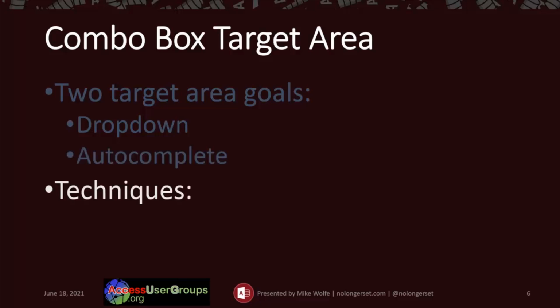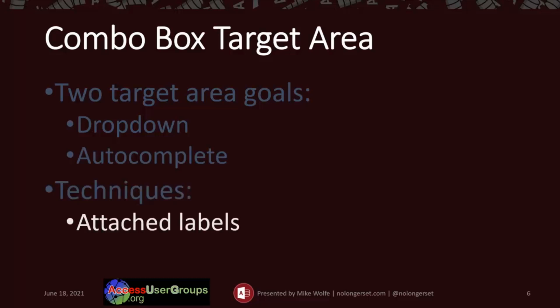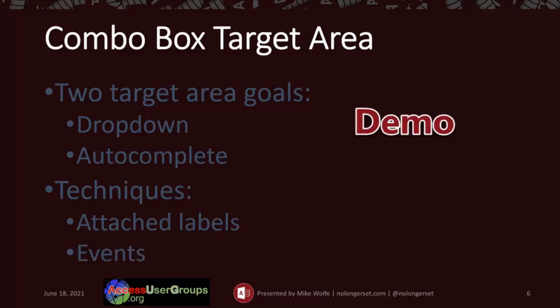So, a couple of techniques to increase the combo box target area: make sure you've got labels that are attached to the combo boxes. That allows you to click on the label in order to send focus to the combo box, and then handling some of the events associated with clicking on it.